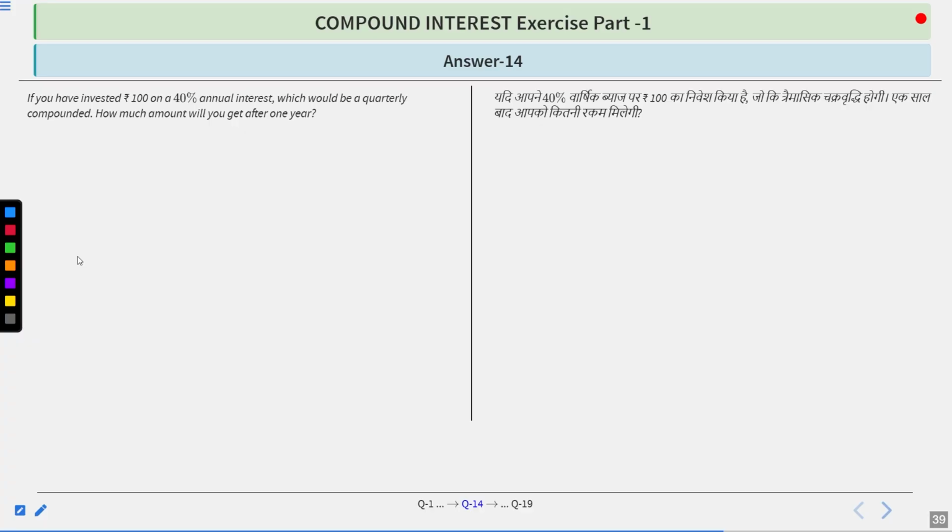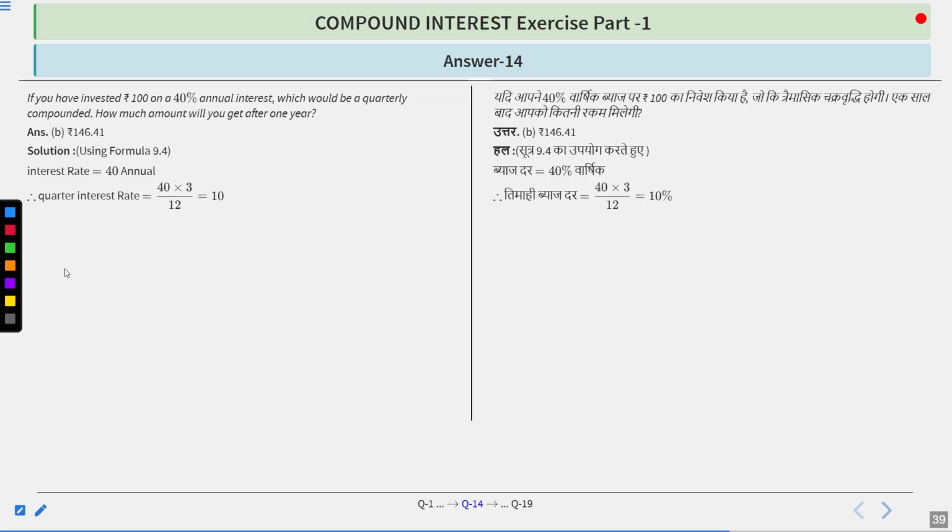So it is given that we have invested rupees 100 at a 40% annual rate, and that would be quarterly compounded. Then we have to find out how much amount will be got after 1 year. The answer to this question is option B, rupees 146.41, and we are going to use formula 9.4 to solve this question. Interest rate is equal to 40% annual. That was given in the question.